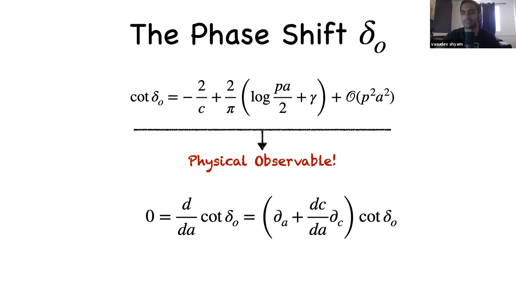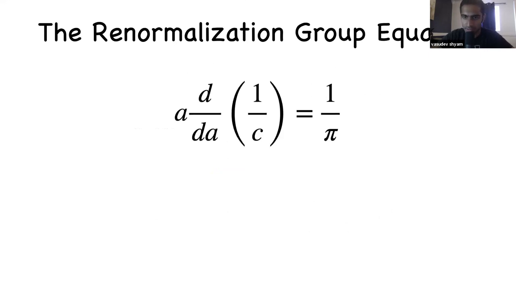So I expand the total derivative into partial derivatives. And the phase shift also depends on C, the coupling constant. So you basically want to tune the coupling constant to vary in a way that compensates for the phase shift's apparent A dependence. Right? And that is basically a renormalization group equation.